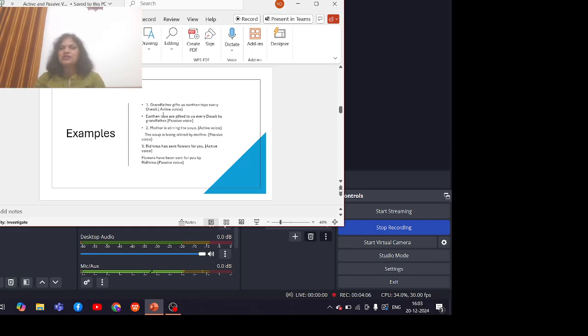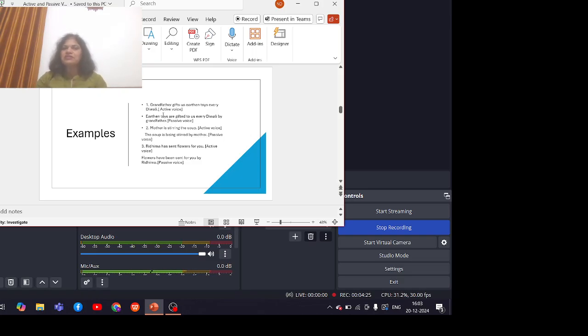Now look at the third example. Ridhima has sent flowers for you. It is an active voice. Ridhima, she performed some action. She sent flowers for someone. She has sent flowers for someone. Flowers have been sent for you by Ridhima.